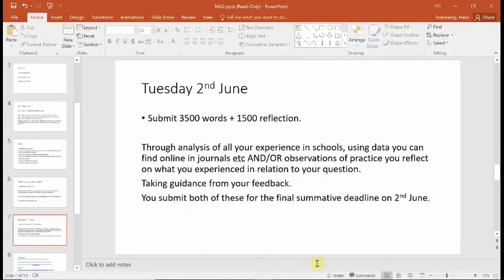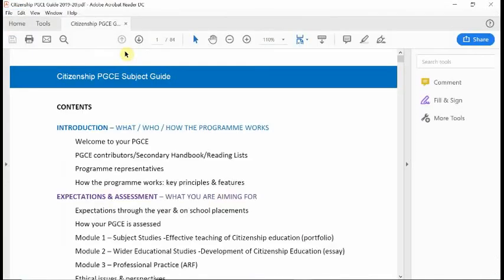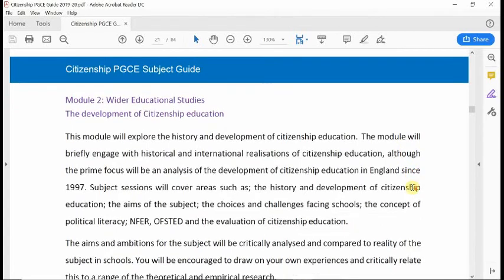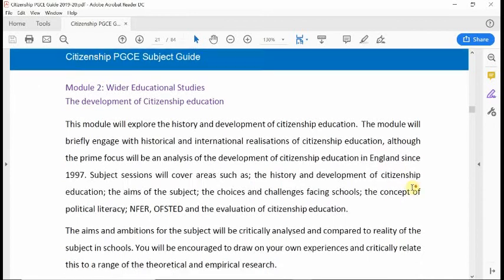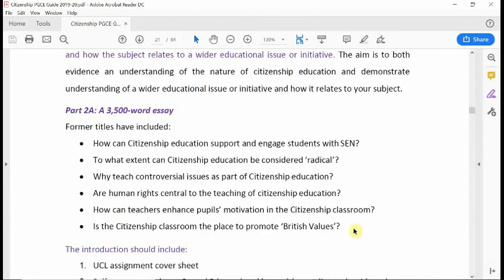So let's have a quick look at the program guide. And as I said, it's pages 21 to 26. So here it explains the background of the development of citizenship education, the wider educational studies element that you need to draw in. And of course, when we're talking about the history of citizenship education, we're talking about the texts that relate to it. Very clearly indicates what you have to do. And here are some former used questions that have been discussed before.